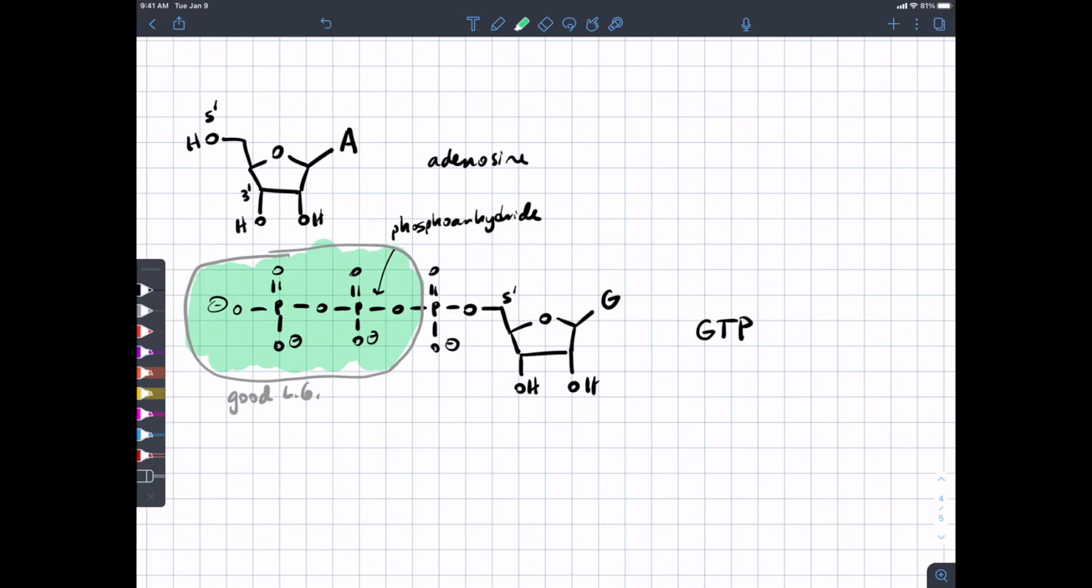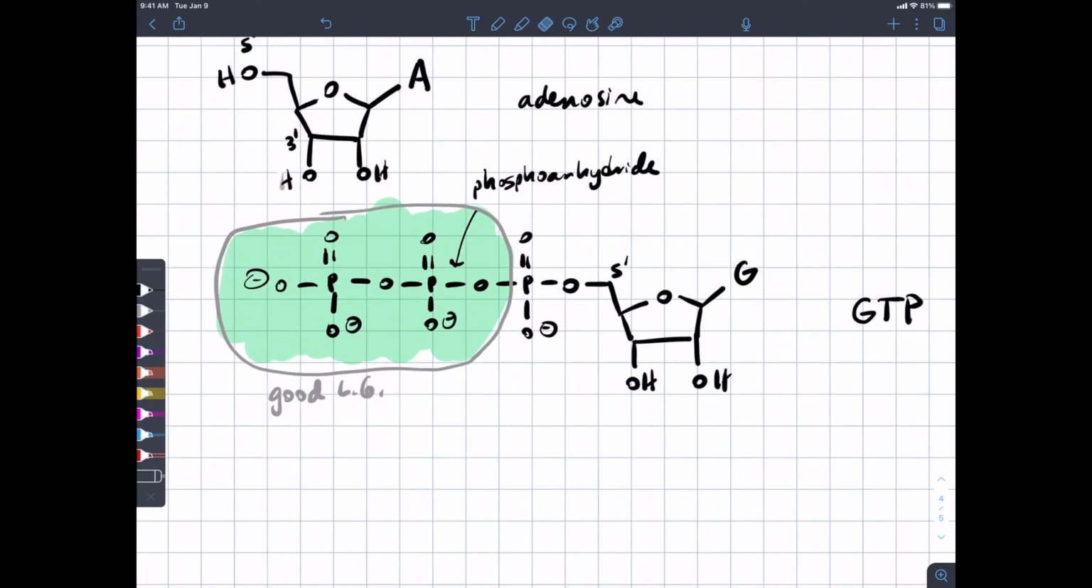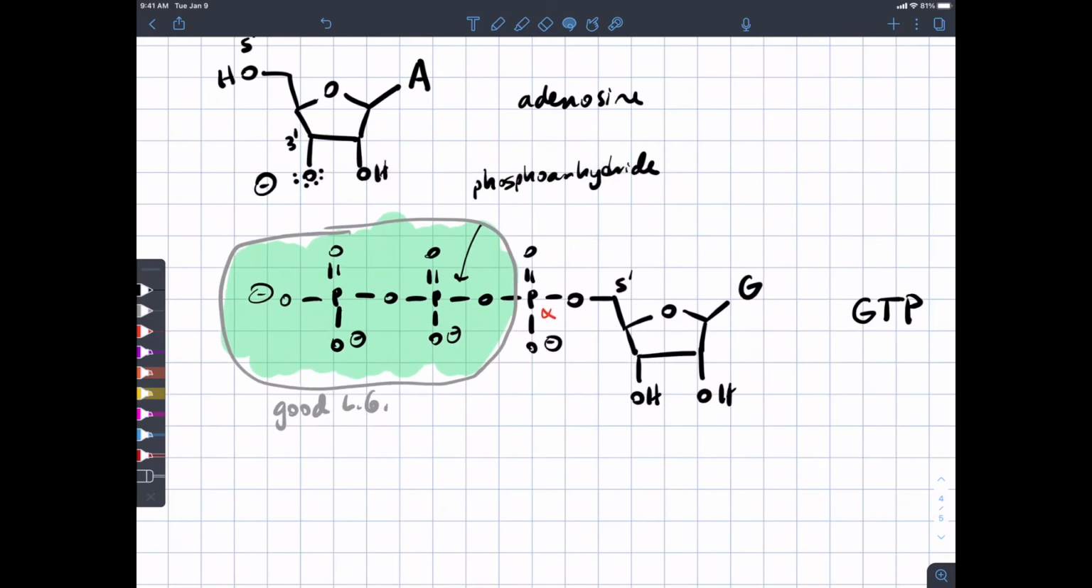So what's going to happen is we're first going to remove a proton from the 3' hydroxyl group, and a base will do this in the enzyme active site. Then that oxygen is going to attack the alpha phosphorus, the alpha phosphate group of GTP in sort of SN2 fashion. So let me give us plenty of space to work with.